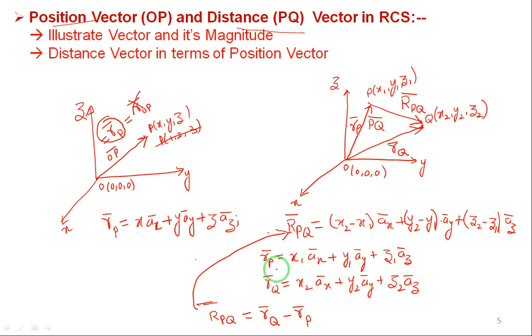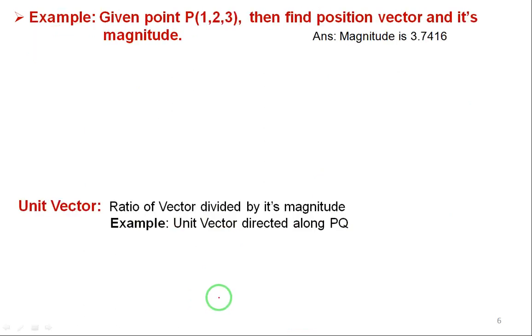So RPQ vector, after subtraction of these two position vectors, we will get x2 minus x1 into ax plus y2 minus y1 into ay plus z2 minus z1 into az. So we can express this RPQ distance vector in terms of position vectors, right? I hope you understood. I will continue with the next topic. If any doubts are there in the middle, you can stop me at that moment so that I will tell once again. Okay, next we'll take up one problem.